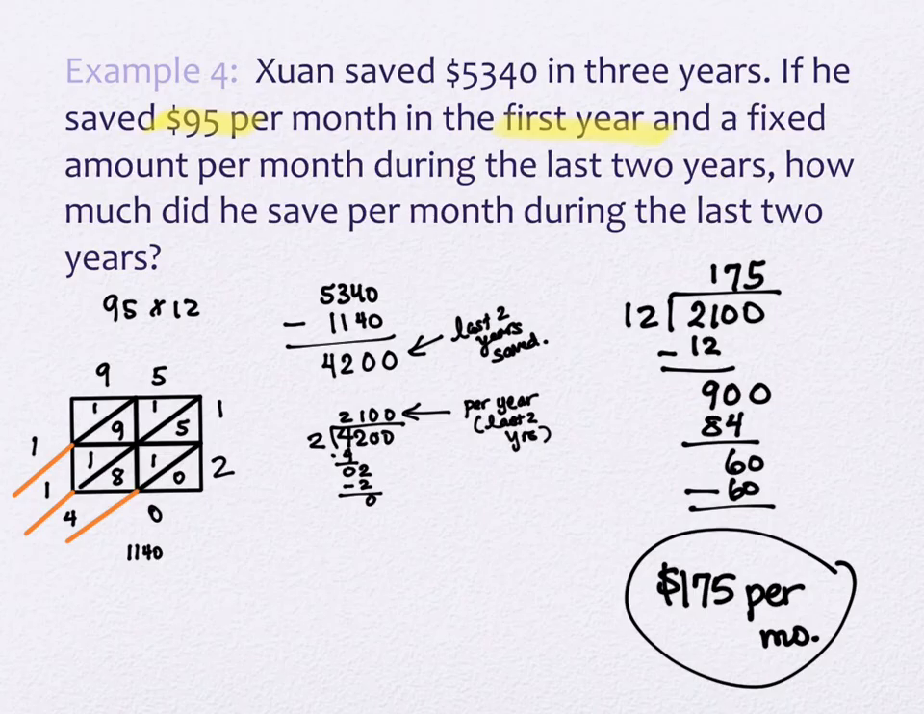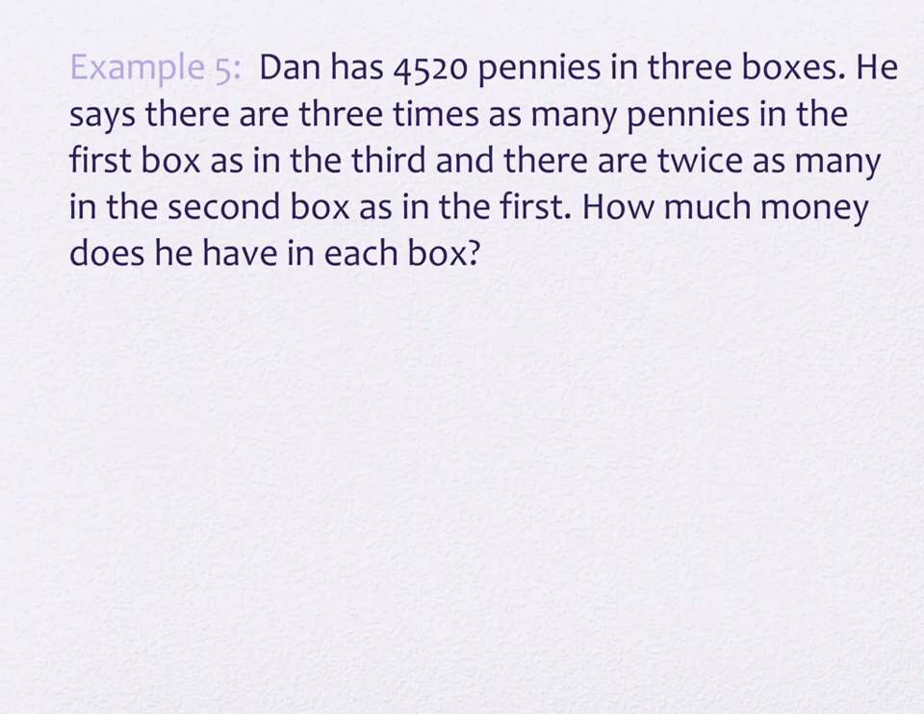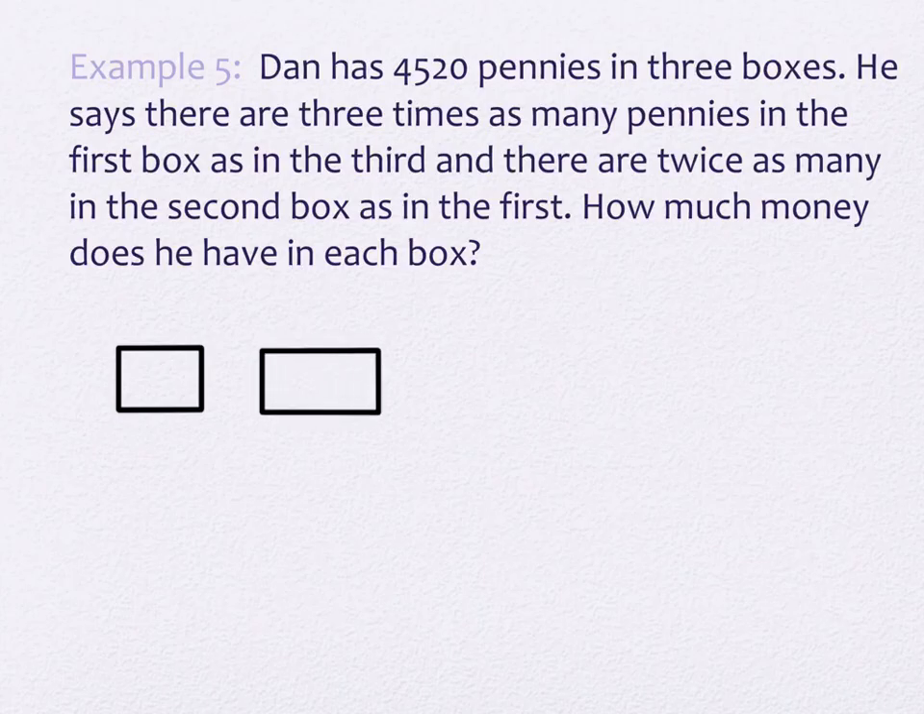Okay, I think, let me just run through the next one real quick. We've already seen a version of this question today, but it's pennies instead of dimes. Dan has 4,520 pennies in 3 boxes. He says there's 3 times as many in the first box as the third, and then there are twice as many in the second box as the third. So it's all based on the third box here.